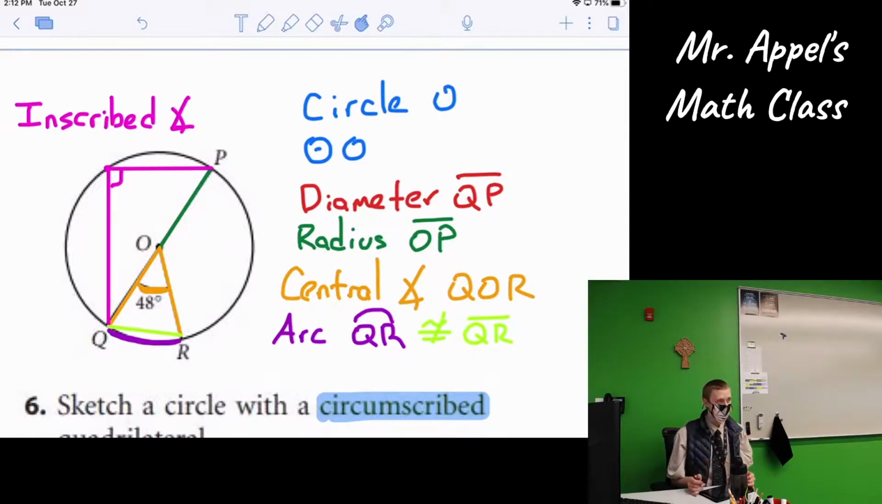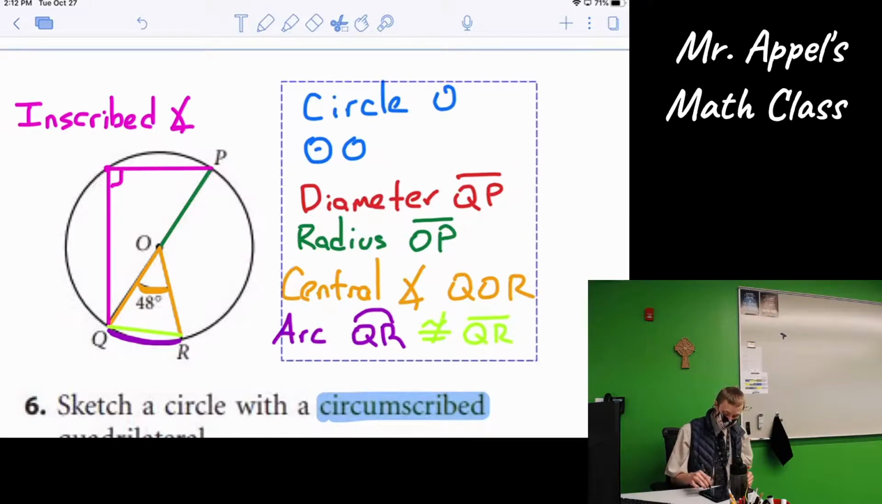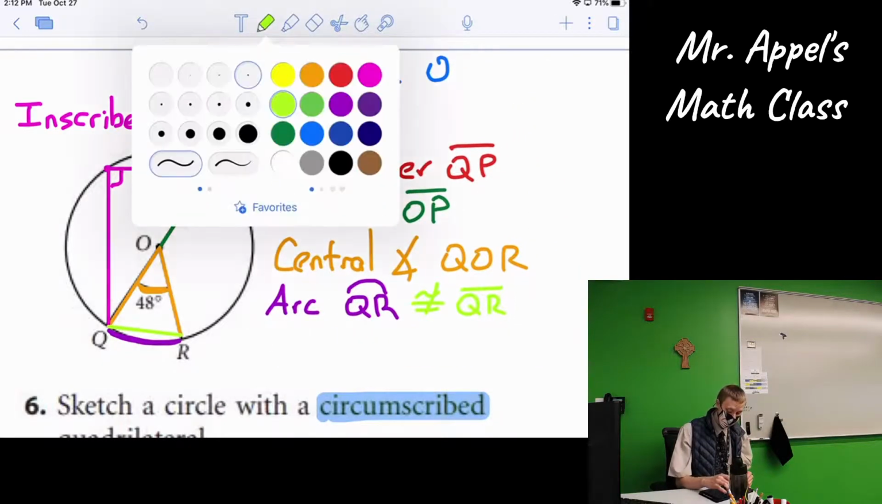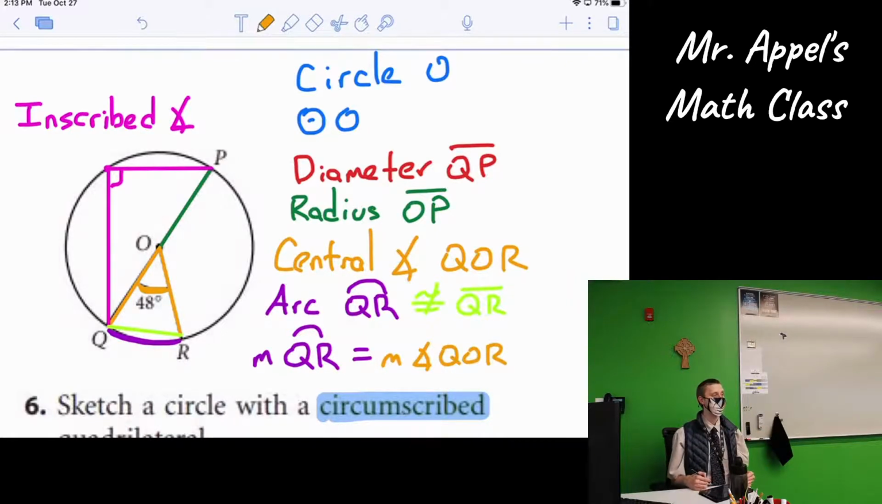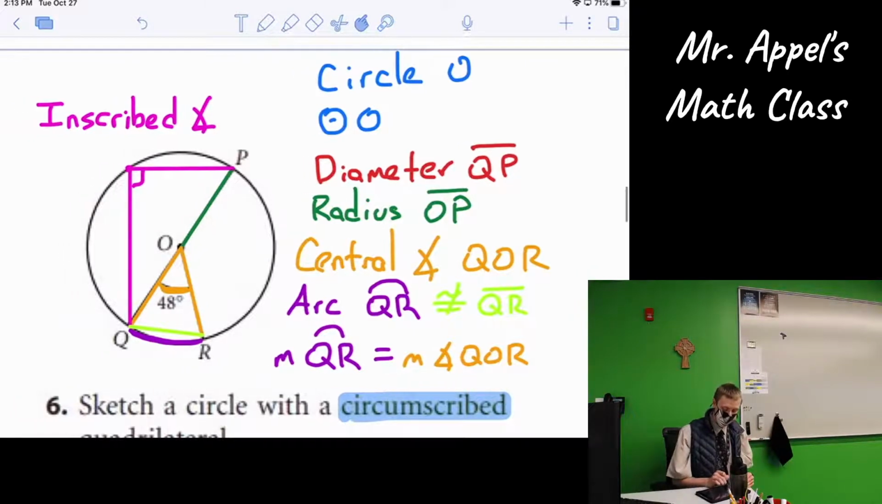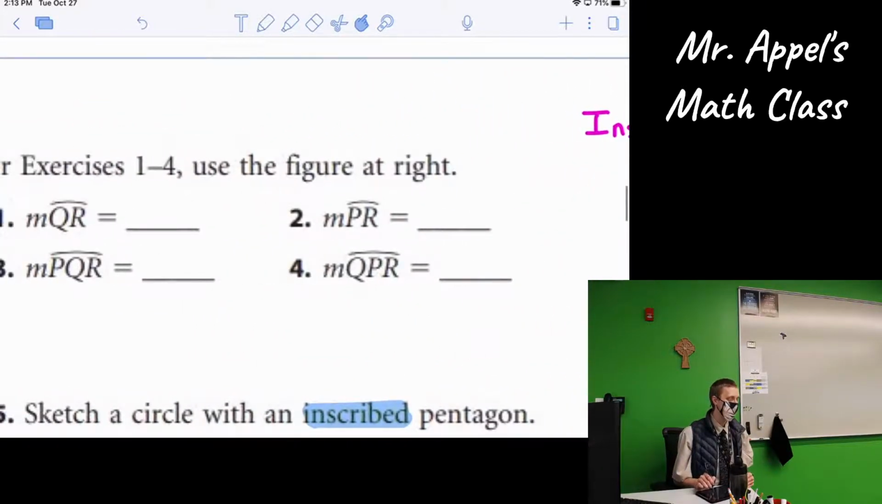But then the key piece of this, the part that connects it to that central angle, comes from the measurement. And the measure of an arc will be equal to the measure of the central angle. That's what makes central angles so special, is they define the measurement of the arc. So in this case, arc QR would also be called 48 degrees. And it is the measure of arcs that all of the questions over here are asking about.